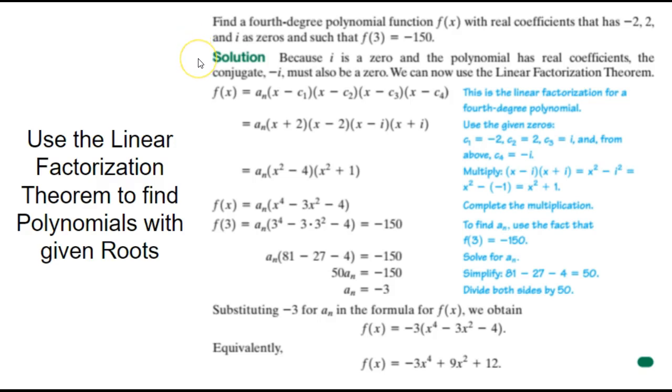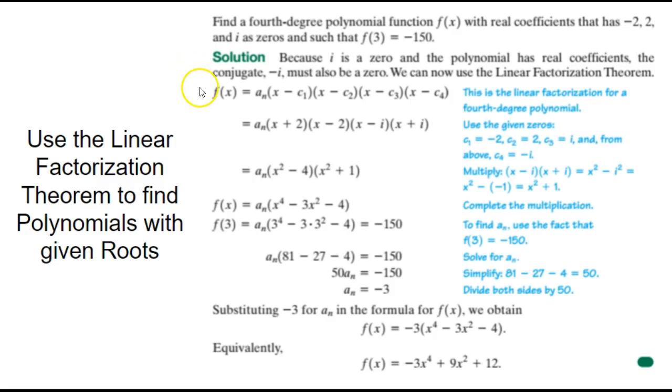And you can see written here next to the cursor, it says, because i is a 0 and the polynomial has real coefficients, the conjugate negative i must also be a 0. So even though they only gave us 3, -2, 2, and i, we immediately know that negative i must also be the 4th 0 of this polynomial. There are going to be 4. We now know what they are.